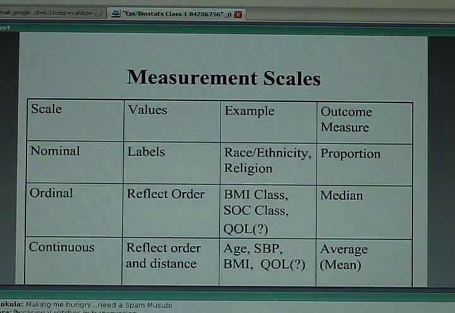The bigger the number, the more body mass index you have assigned to you, the heavier you are on that body mass index scale. The stages of change classes, remember Marjorie's example. The larger the number, the more you are along the spectrum of change, reflecting the stage you currently are at. But I put a question mark next to quality of life. Most quality of life instruments are really not treated as ordinal, they are treated as if they were continuous, treated as if the numbers you assign to a person reflect both order and distance.